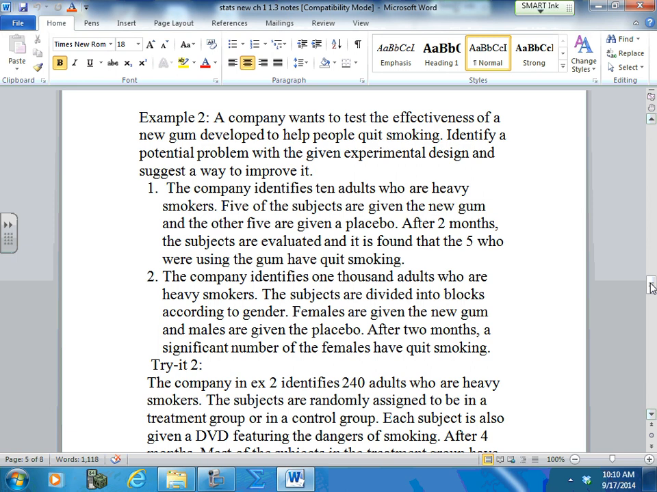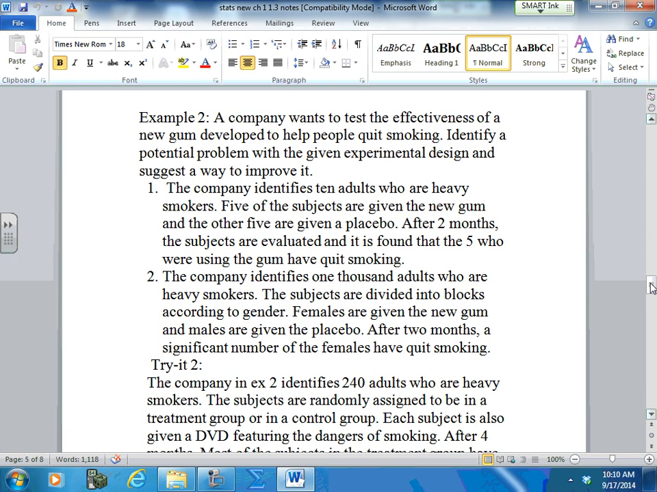Okay, number 2. The company identifies 1,000 adults who are heavy smokers. The subjects are divided into blocks according to gender. Females are given the new gum, and males are given the placebo. After 2 months, a significant number of females have quit smoking. Is this a good design? No, why? A significant number. We don't know how many, but they're probably saying a good amount of them did quit smoking. They did better than the males. Yes.